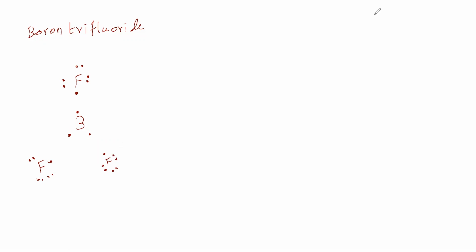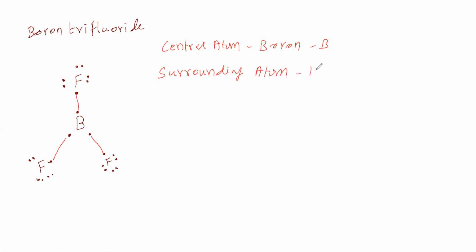So now we will give bonding. Here we will give one bond, here one bond, here one bond. Okay, we have given the bonds. So in this boron trifluoride, which is the central atom? Central atom is boron. What is the surrounding atom? Surrounding atom is fluorine.